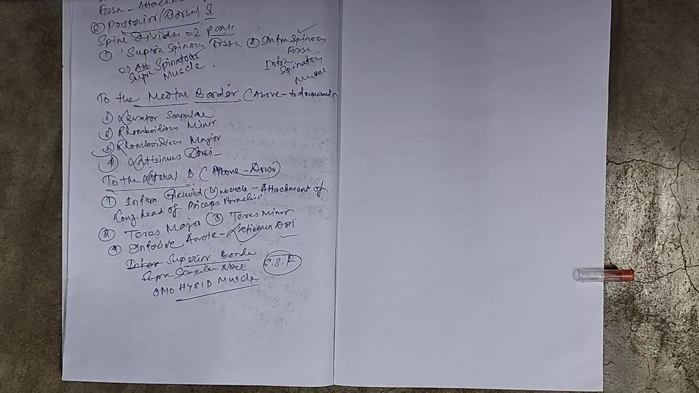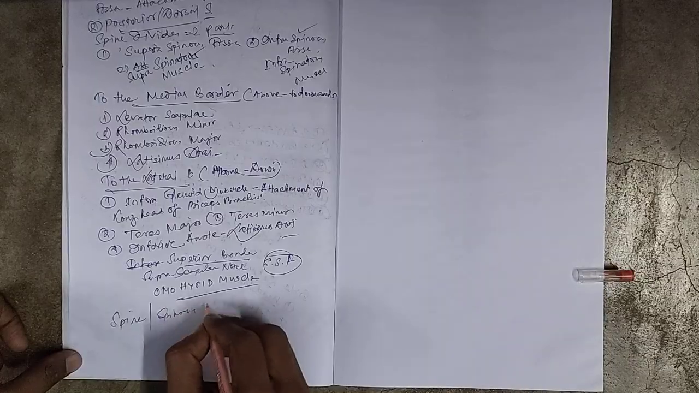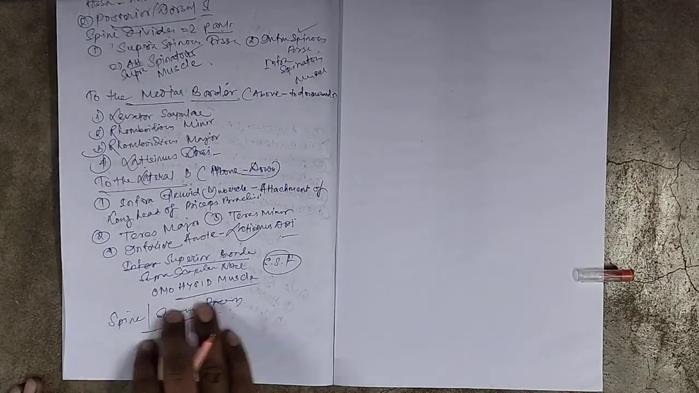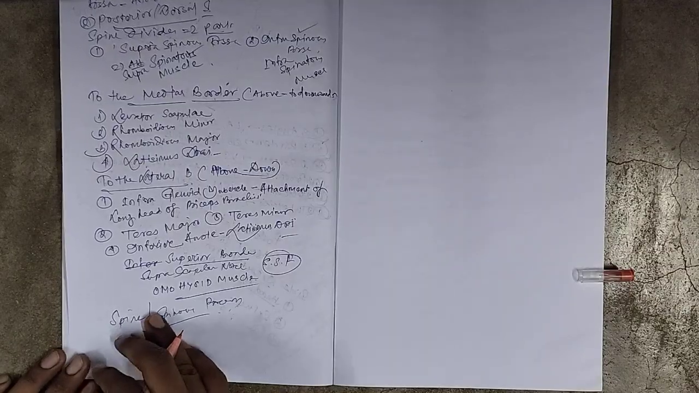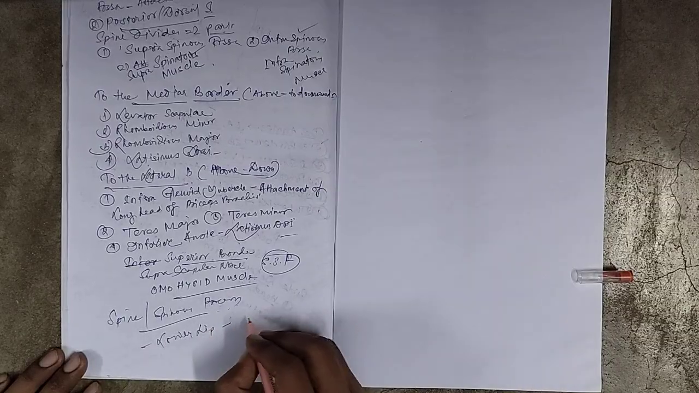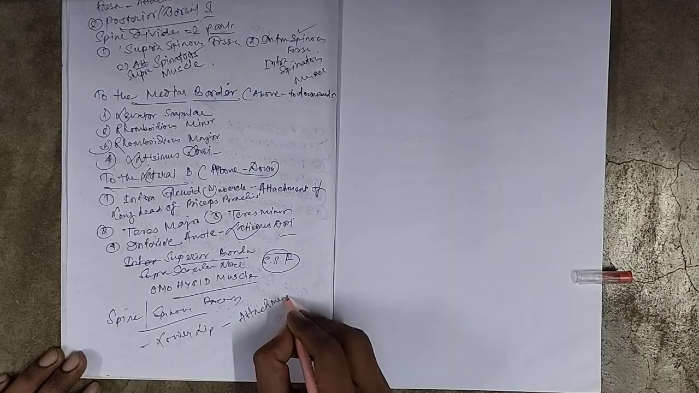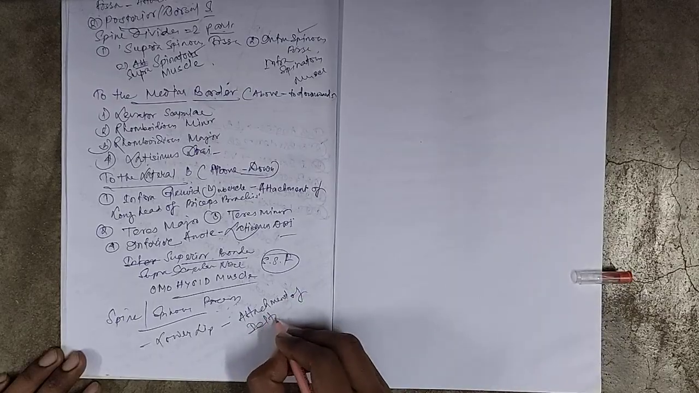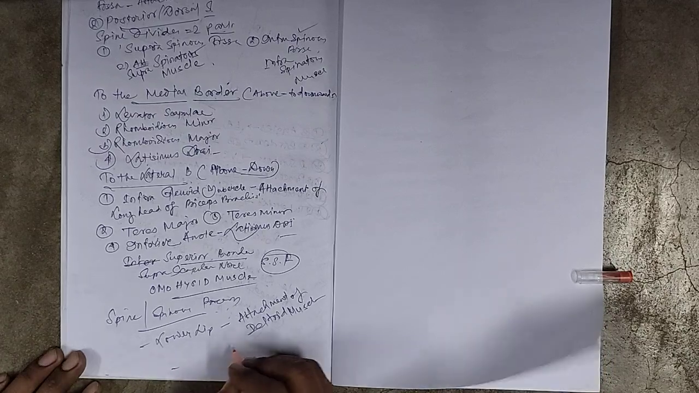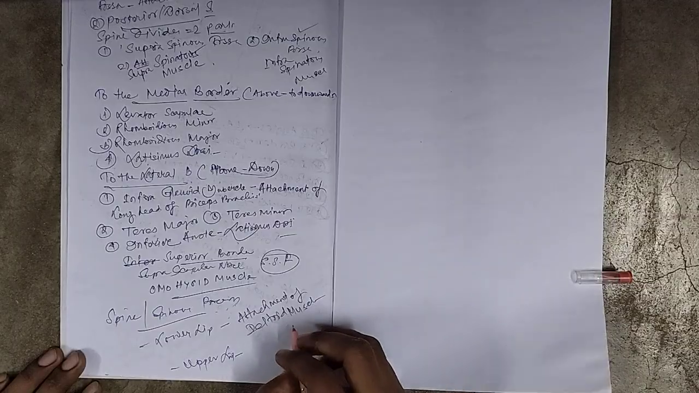Then the spine or spinous process. In case of the spinous process, there is the attachment of deltoid muscle at the lower lip, and in case of the upper lip, there is the attachment of trapezius muscle.